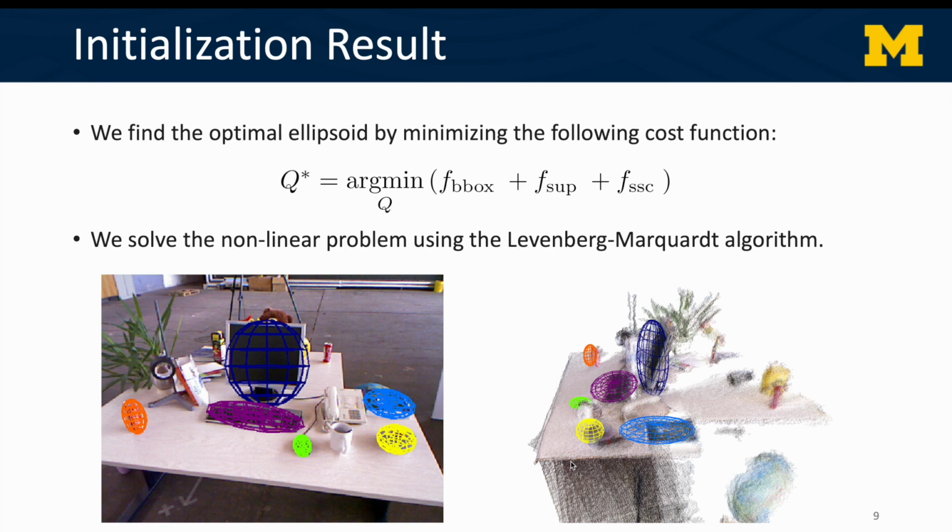Here is the initialization result. By minimizing the 3 aforementioned constraints, the bounding box, semantic scale, and supporting plane, we can derive the optimal ellipsoid of each object. We employ the LM algorithm to solve this nonlinear problem and get the result of our single frame initialization method. As shown in the front view and the point cloud, the ellipsoid effectively captures the shape, position, and orientation of the 3D object.